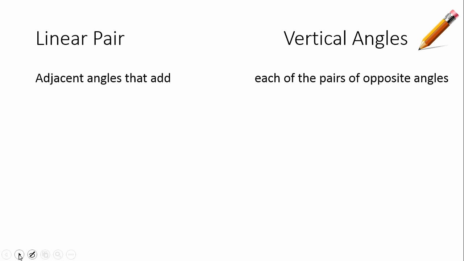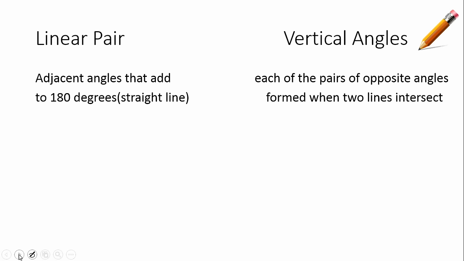So with a linear pair and vertical angles, now linear pairs have to be adjacent, so that means they have to be next to each other and making 180 degrees.